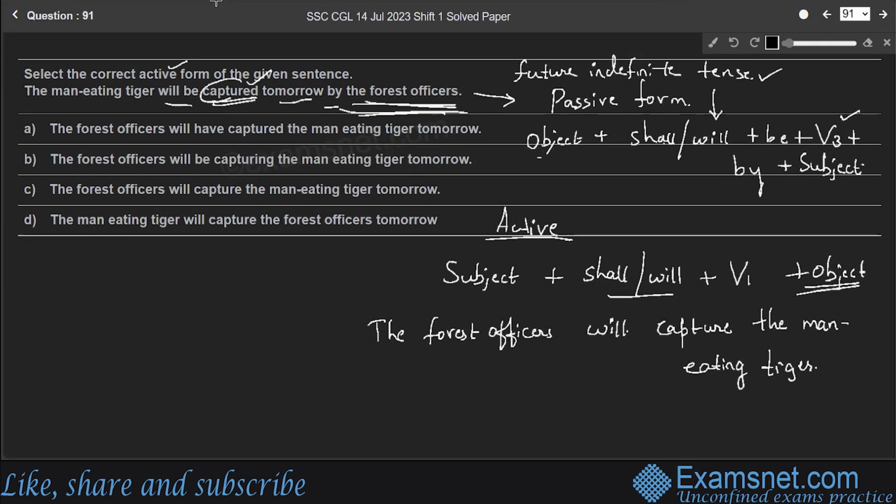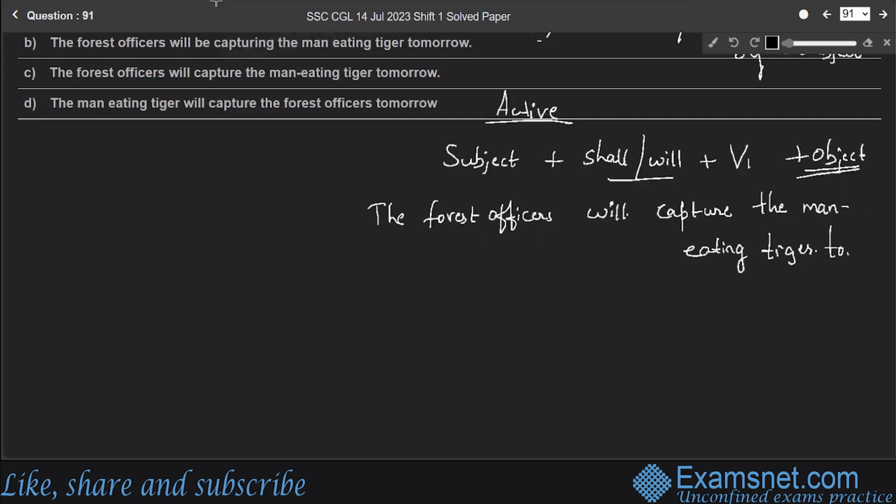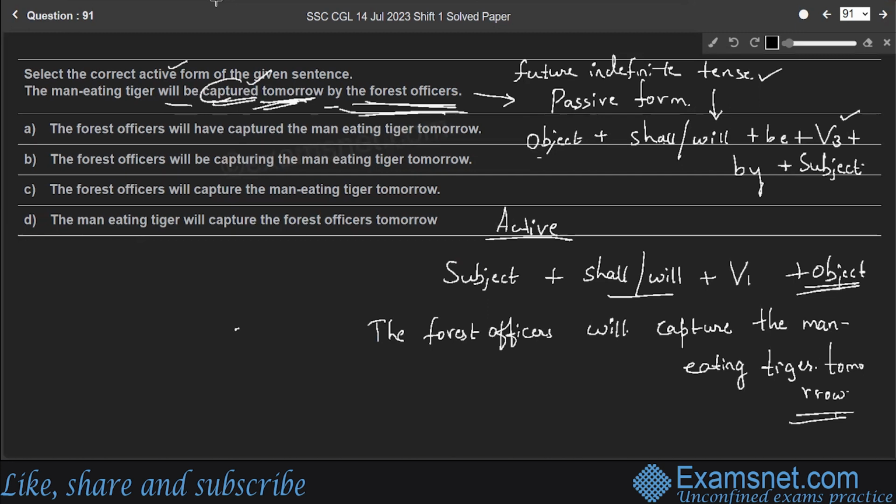At last we are writing tomorrow. So when they are capturing, yes, they will capture tomorrow. Right? Therefore, the active form of the given sentence is: the forest officers will capture the man-eating tiger tomorrow. Right? Option C is the right answer.